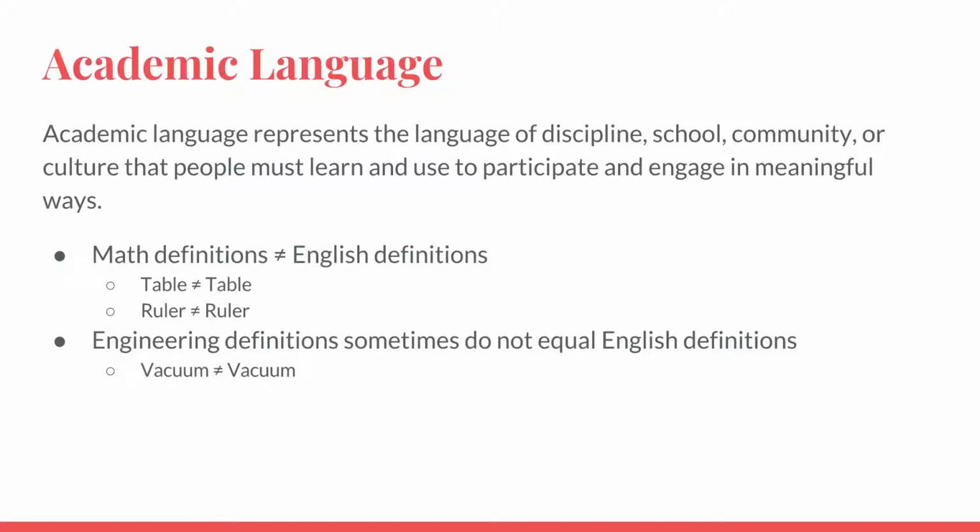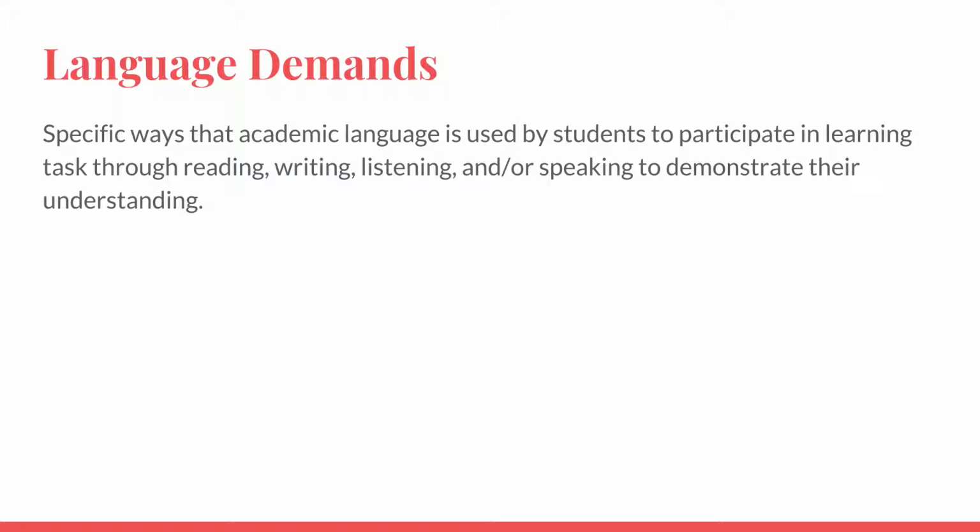And with the math and engineering terminology, you have to use it in the classroom so that students become familiar with it. And again, academic language is specific to your content area, so the language for math is different for social studies and it's different for science and language arts. So getting the academic language fully understood across your classroom requires language demands. Language demands are crucial in the academic language. The definition of language demands is specific ways that academic language is used by students to participate in learning tasks through reading, writing, listening, and/or speaking to demonstrate their understanding.